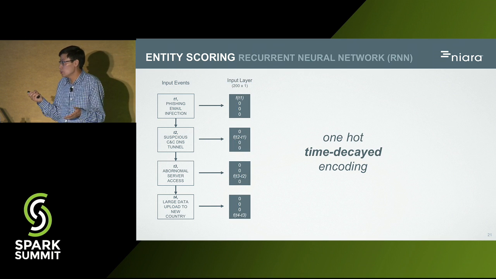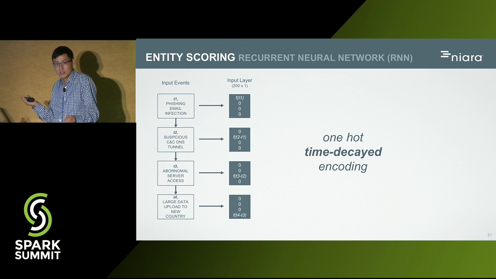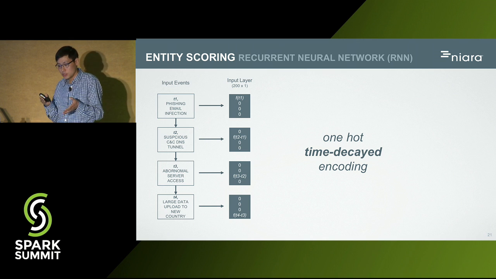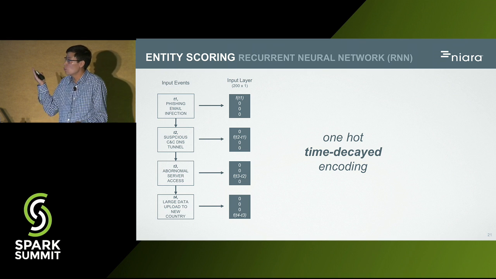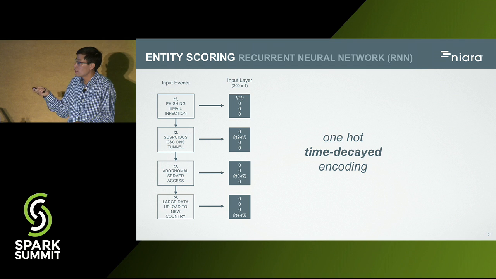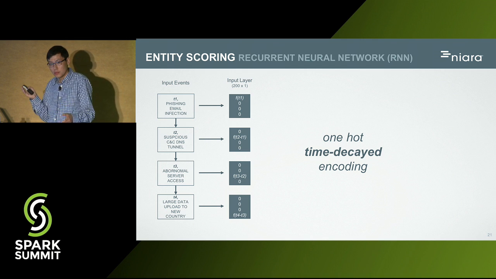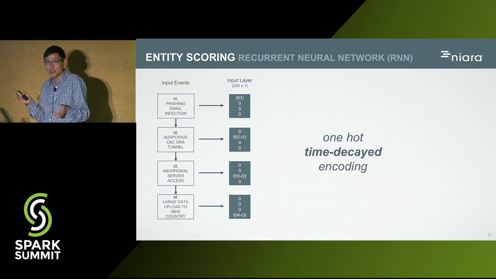To build a recurrent neural network, the first thing we need to do is encoding. Similar to most NLP use cases, we use one-hot encoding. The idea is that each unique alert type or signal is represented by one position inside these vectors. Since we have about 200 different types of signals, we use a 200 by one vector here. The difference I want to mention here is the time decay encoding.